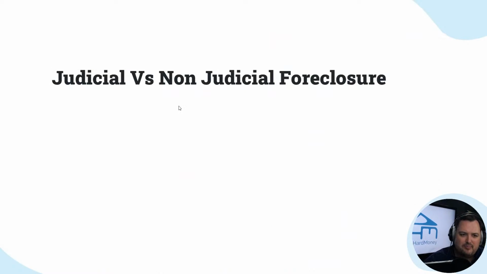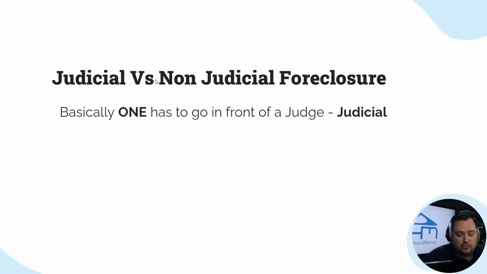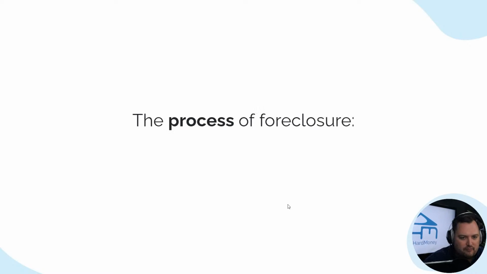The other thing you've got to be familiar with is a judicial versus a non-judicial foreclosure process. Basically, one has to go in front of a judge, thus called judicial, and one does not have to go in front of a judge unless there's a conflict. In other words, it's a non-judicial foreclosure, meaning a judge will never see a non-judicial unless there's a conflict or unless somebody actually objects to it, and then it'll go in front of a judge.